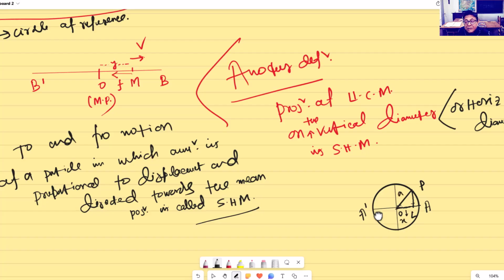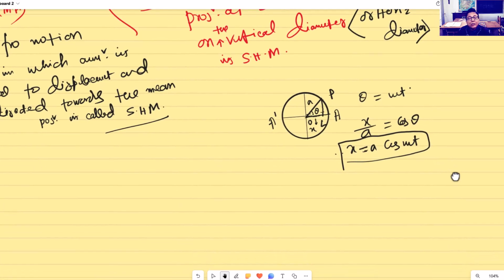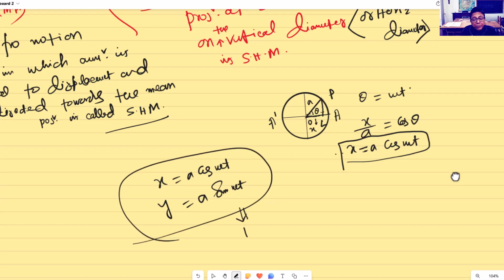This A remains the same, this theta remains the same. Theta is what? Omega t. So X by A is going to be cos theta. Therefore, X equal to A cos omega t. So this is also the equation of simple harmonic motion. Okay? X equal to A cos omega t also. So together, X equal to A cos omega t and Y equal to A sin omega t both represent the equation of a particle in SHM.